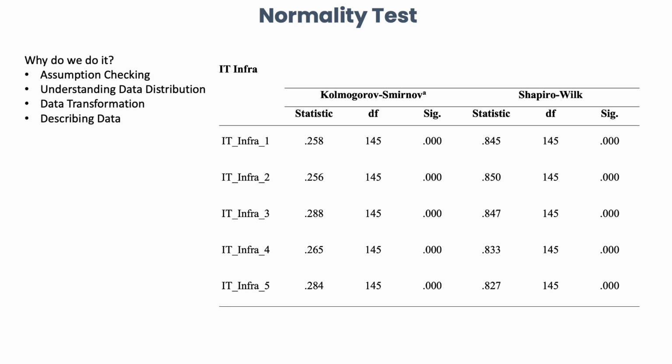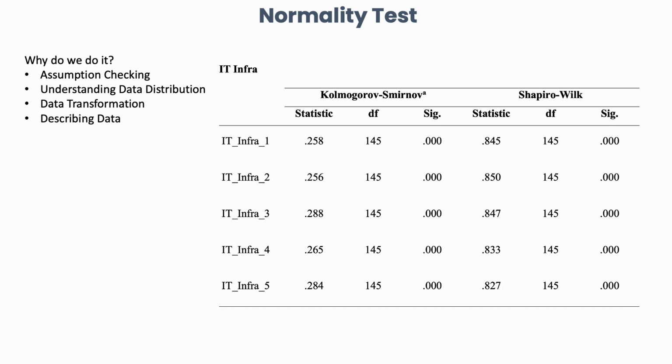The next one is understanding data distribution. Normality tests help to understand the distribution of the data. This can help guide the selection of appropriate statistical methods. If the data is normally distributed, parametric tests can be applied. If not, non-parametric methods might be more suitable.